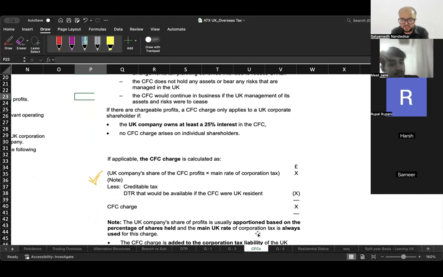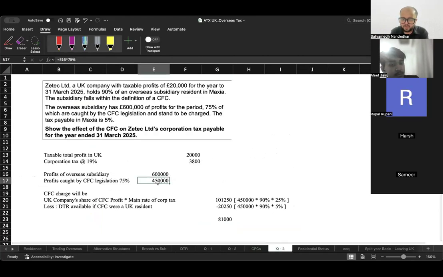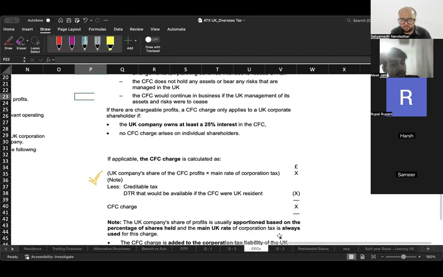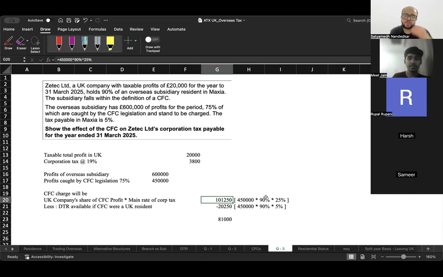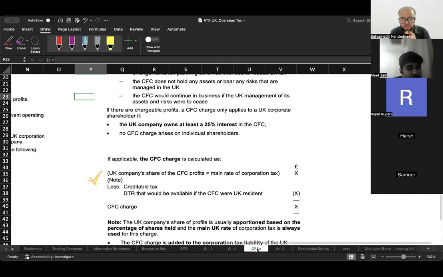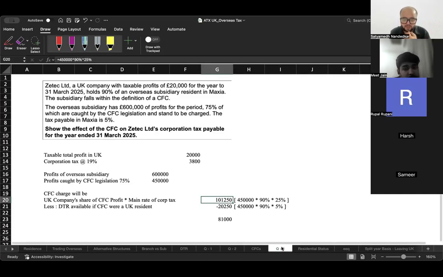UK company's share of CFC profit, which is how much? 4,50,000 into main rate of corp tax. मेन रेट ऑफ कॉर्प टैक्स मतलब 25%. ठीक है. बट you hold 90% shares in the subsidiary company, so पूरा 4,50,000 पे नहीं आएगा. 4,50,000 into 90%, उस पे अगेन 25% because that is the main rate of corp tax in the UK. उसमें से what are you supposed to subtract? DTR that would be available if the CFC were UK resident.